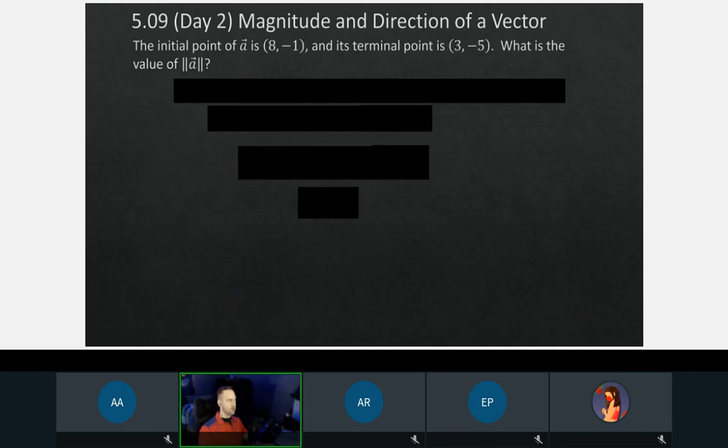All right, last problem that you'll see in your test. The initial point of vector A is 8, -1, and the terminal point is 3, -5. What is the value of this? What does this symbol mean?